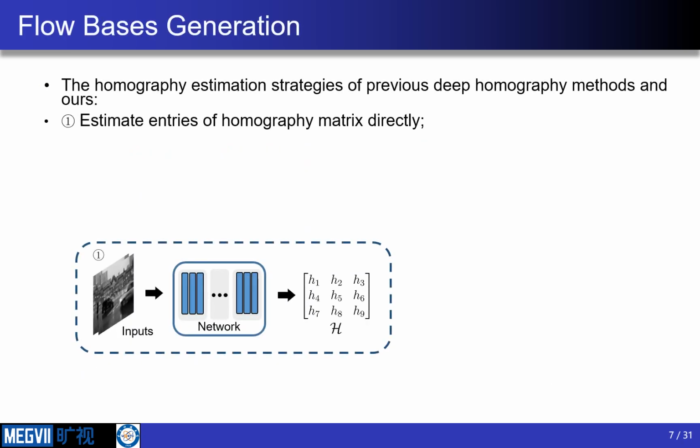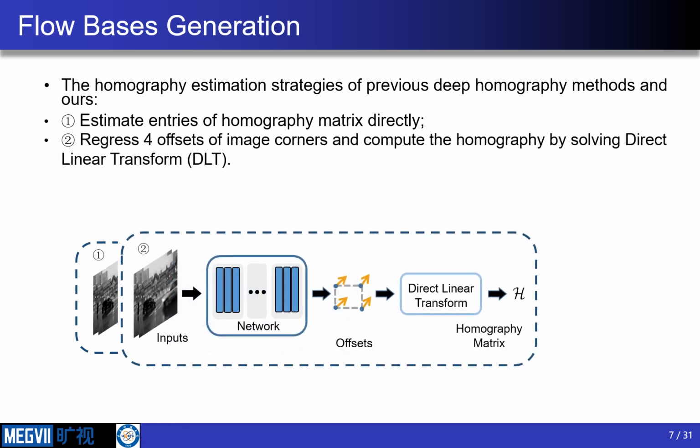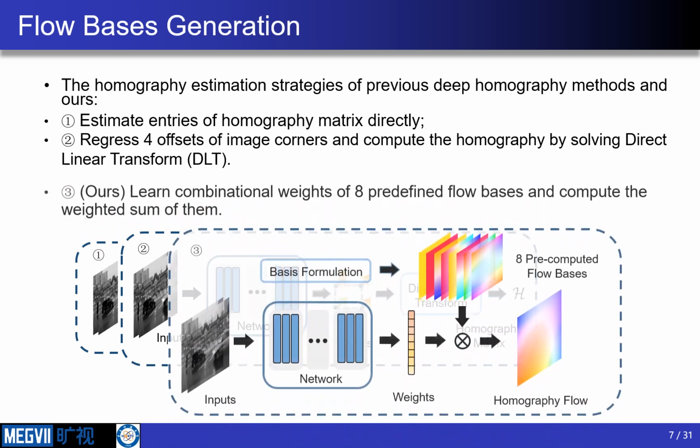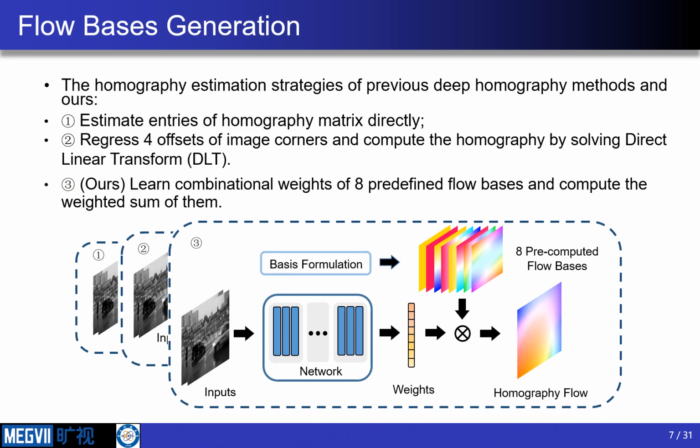For comparison, here we introduce the two mainstream homography estimation strategies of previous methods. The first one is to directly regress the elements of a homography matrix. It is not optimal as they are with different magnitudes. The second one, i.e. the current solution, is to regress 4 offsets, which is equivalent to a homography if we feed them to the DLT solver. In this work, we start from a new direction by proposing a homography flow representation.